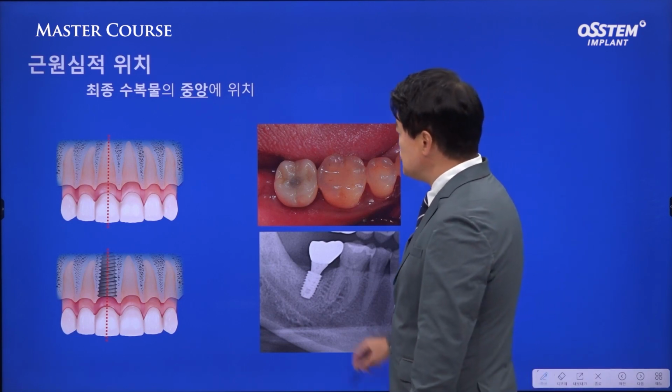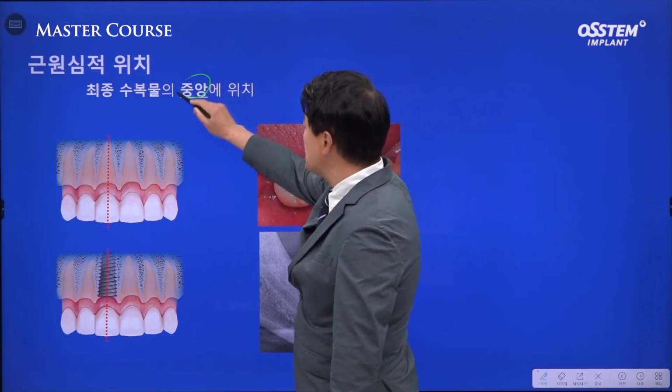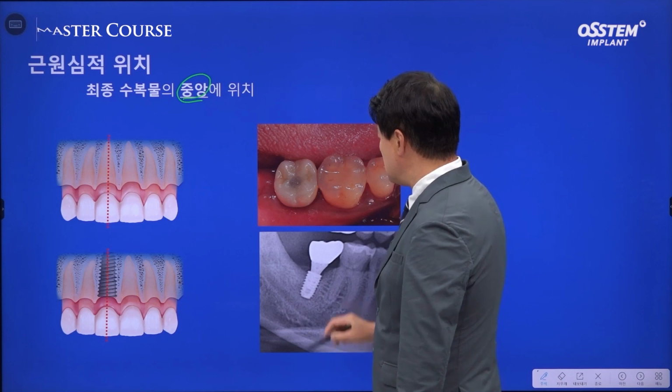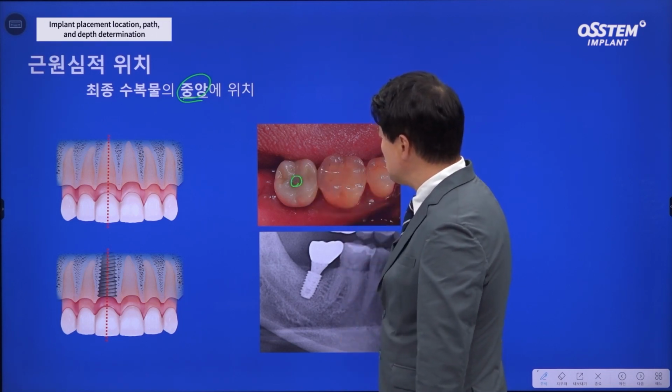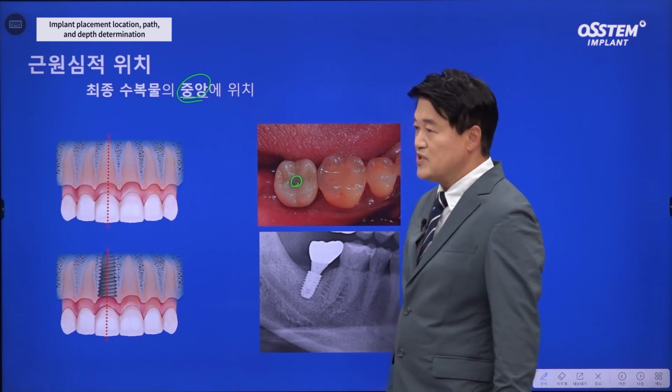Mesiodistal location. Implant should be positioned at the center of final restoration. As you can see, it is located at the center of the restoration. That is the positioning of an implant.